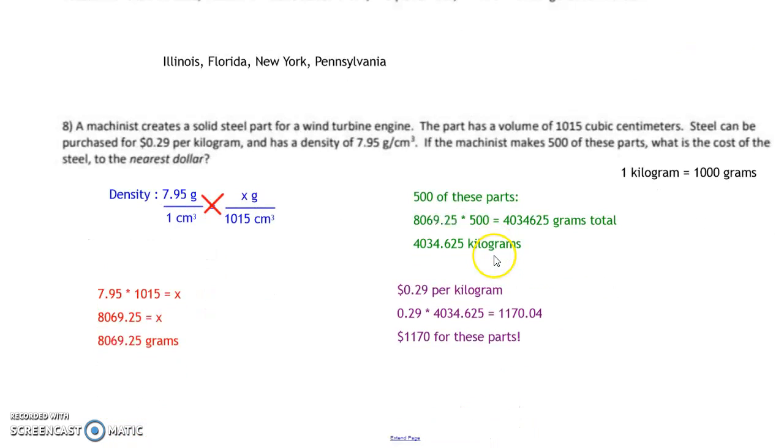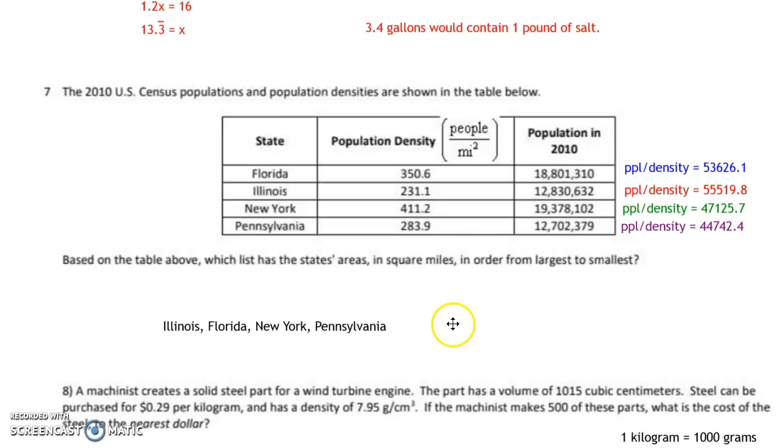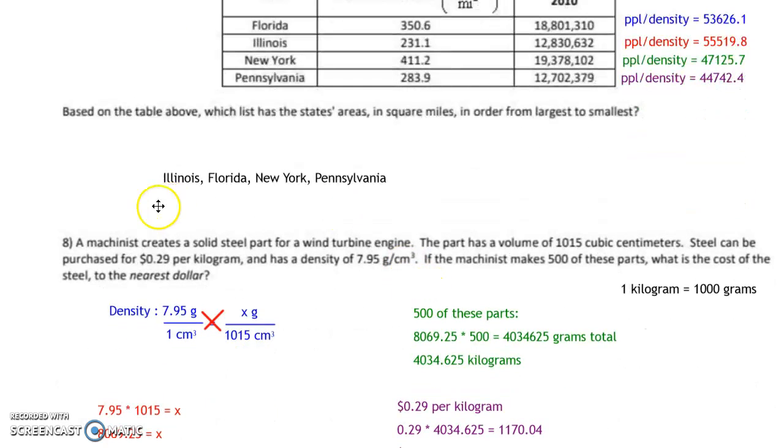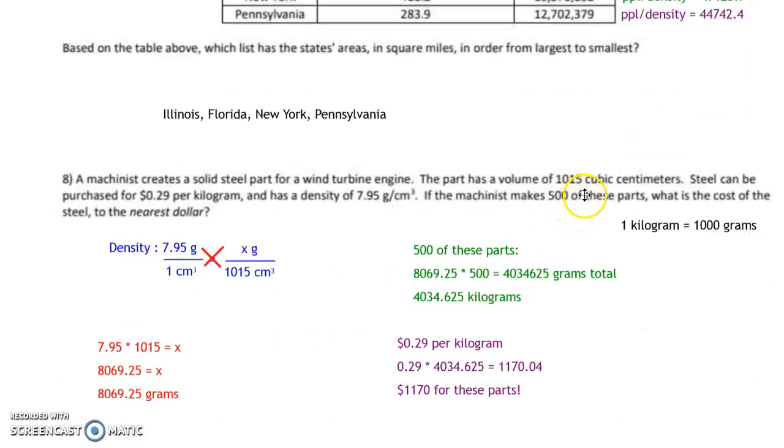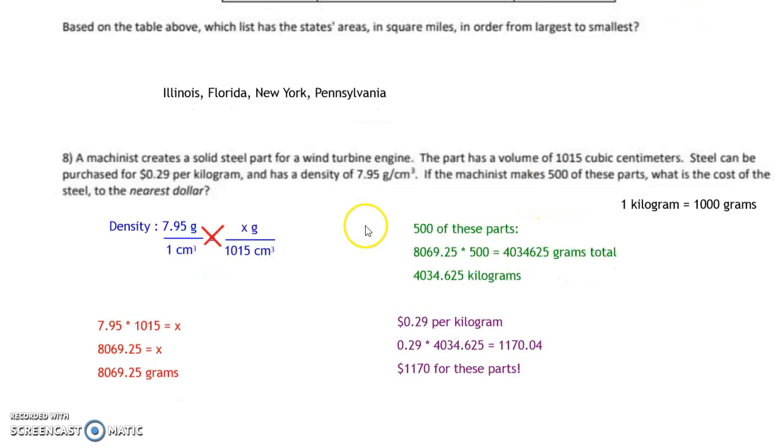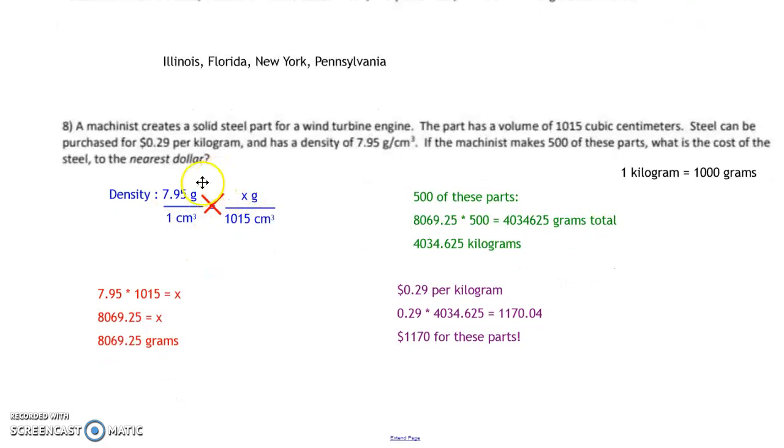And last but not least, this was a question that we did in class, and that question asks us to figure out the price of 500 of these parts. Well, first we need to find how much one part weighs. That's this density calculation here. We cross multiply in order to get 8,069.25 grams. That's the weight of one part, which means I need 500 of those.